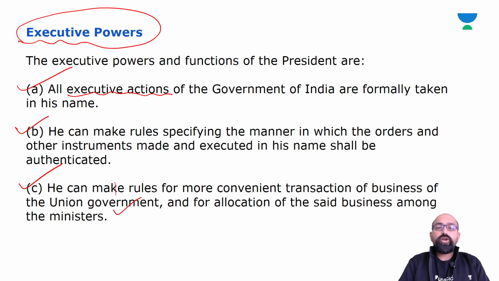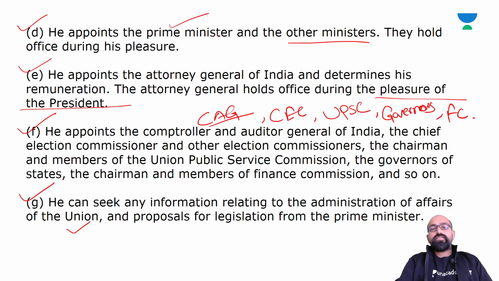Yes, he can make rules to specify the manner in which the orders and other instruments are made. Now, he can make rules for more convenient transaction of business of the union government and for allocation of the said business among the ministers. Yes, he appoints the prime minister and other ministers. They hold office during his pleasure. Yes, so he appoints the prime minister and the other ministers on the advice of the prime minister. The President appoints the Attorney General of India and determines his remuneration.